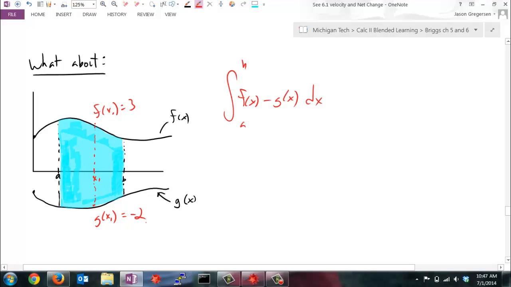The distance between is 5. So when we find the distance between two things, we're always subtracting. We're not adjusting for whether it's above the x-axis or not. So this is still the formula for the area between these two functions.